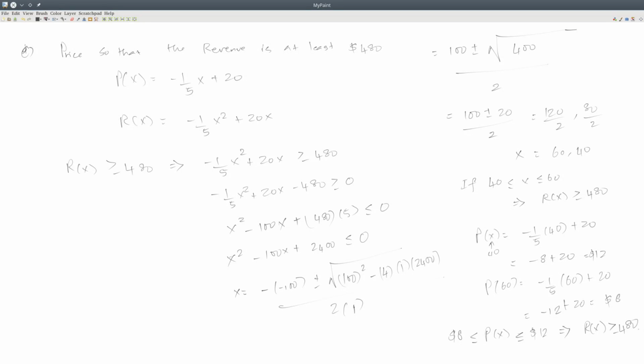So in order to determine when revenue is at least $480, first we've got to find the places where the quadratic would be equal to 0, so that we determine the number of units to be sold such that the revenue would be greater than or equal to 480. And then we take the values, plug them back into the price function, and that will give us the price range, and the price range must be between $8 and $12 in order to get a revenue of at least $480.